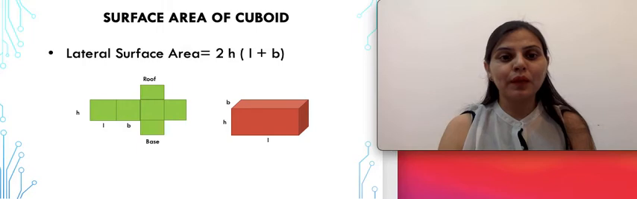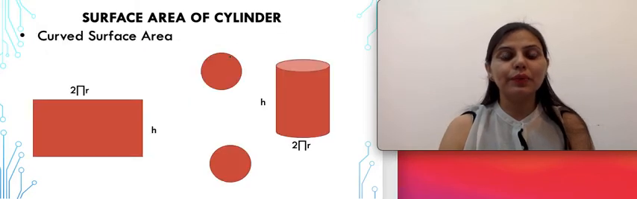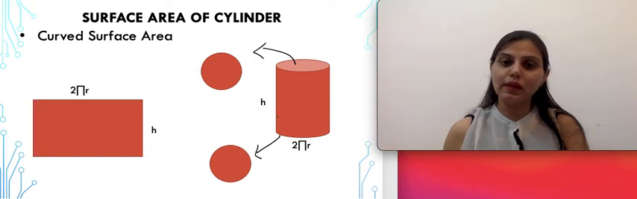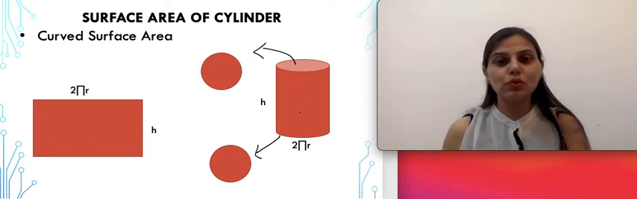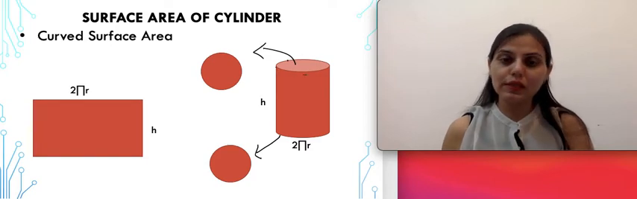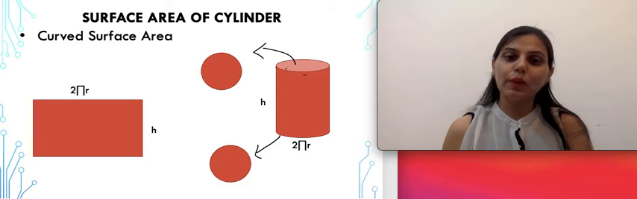Coming on to a cylinder now. In a cylinder, as we have told you, the top and the bottom surfaces are in the shape of a circle, and the center part, which is also known as the curved surface, when we open it, we get it in the shape of a rectangle. Now, the perimeter or the circumference of the circle, when we open it, becomes the length of this rectangle and the height becomes the breadth of this rectangle.